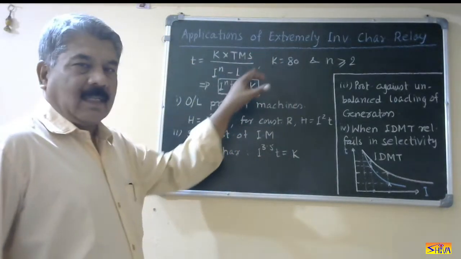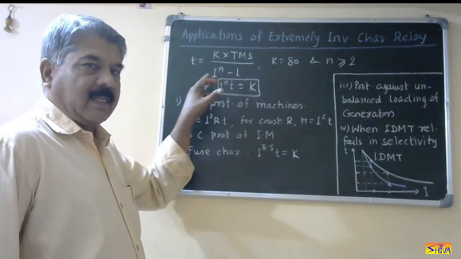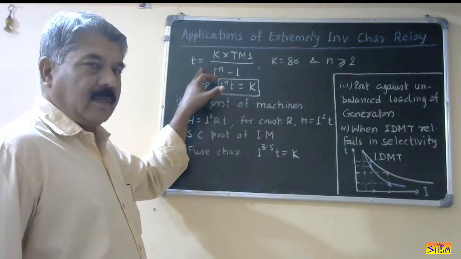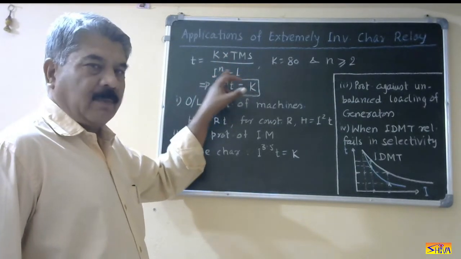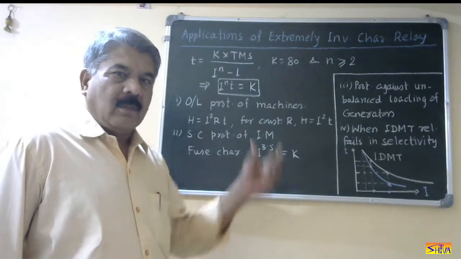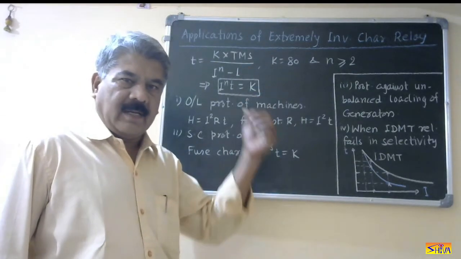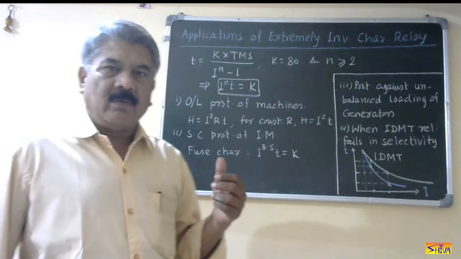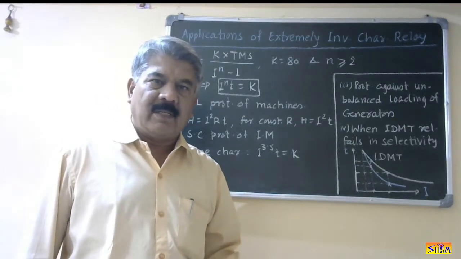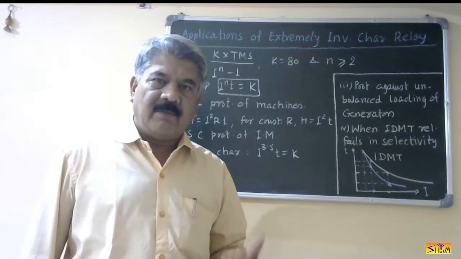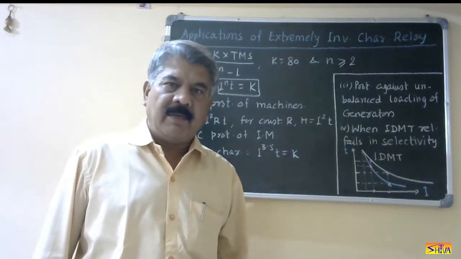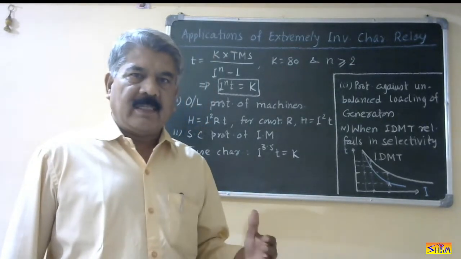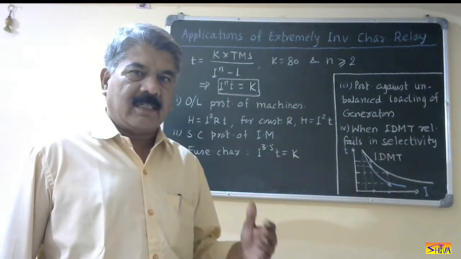So this is the general characteristic of inverse characteristic relays. Time is equal to k into time multiplier setting divided by I to the power n minus 1. Here constants k and n change according to the degree of inverseness. For IDMT relay, it will be different. For very inverse characteristic, it will be different. And for extremely inverse characteristic, it will be different. Now here we are considering extremely inverse characteristic relay.